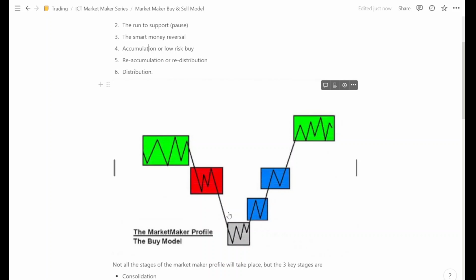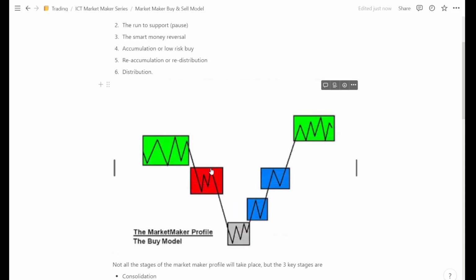So after the smart money reversal, price would move away. This is usually a displacement. You see an impulsive displacement, and then price will return to discount or into a fair value gap or an order block. That is the first level of accumulation or low risk buy. This is usually when you want to enter.